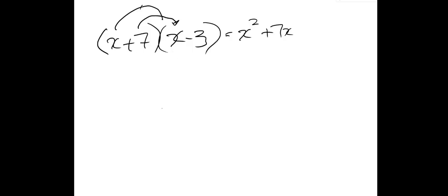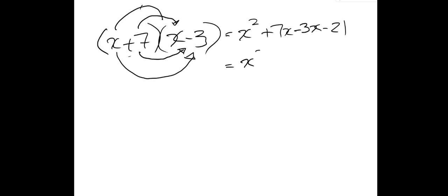So now we get to the second one. x times negative 3 is negative 3x. Positive 7 times negative 3 is negative 21. And now we collect up all the terms. The x squared, that's the only one for that one. 7x minus 3x is positive 4x. And the 21 comes along. It's the only constant.